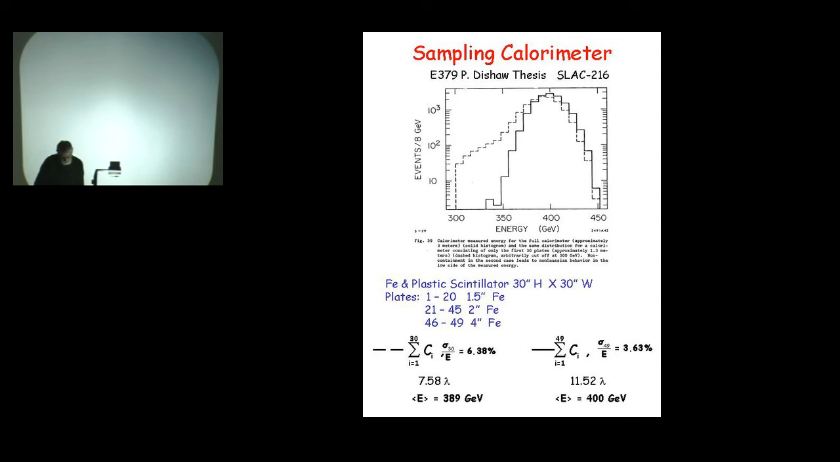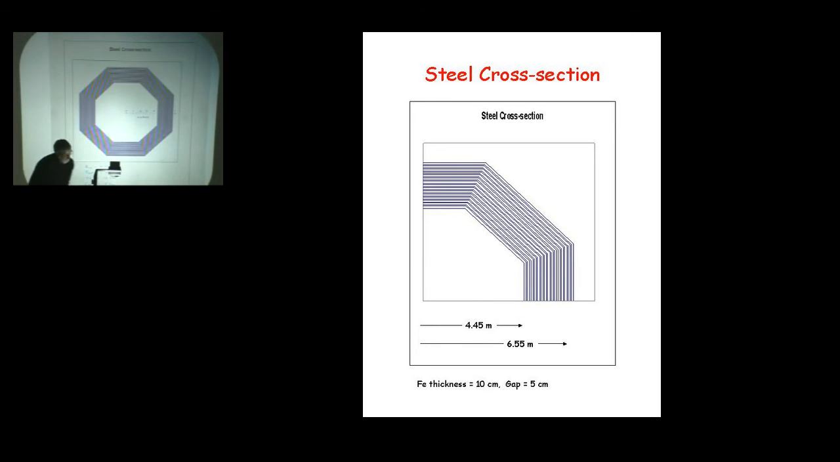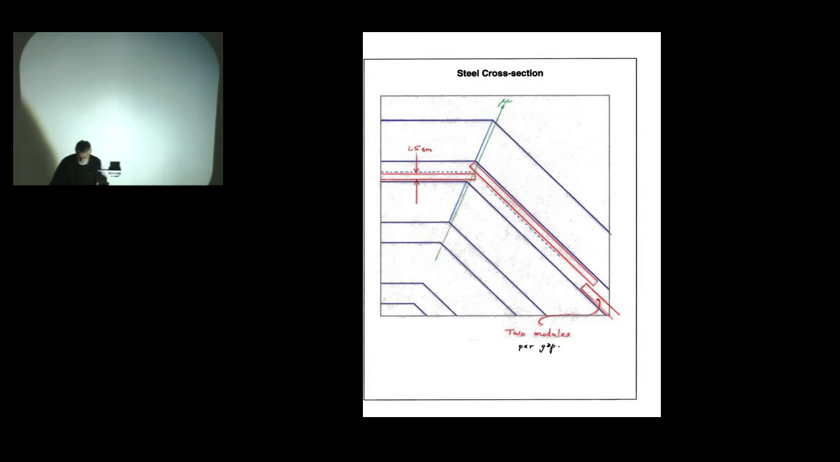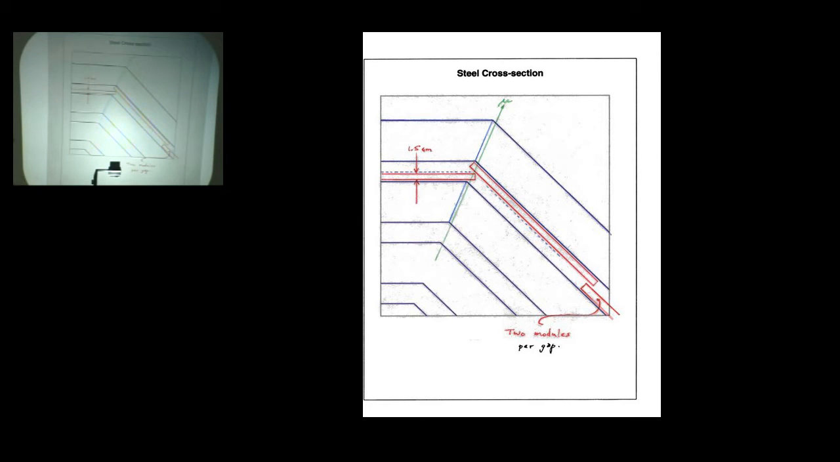So how would we instrument this? Well, this is just a cross-sectional view of a typical octagon with, in fact, 15 or 16 steel plates, 4 inches or 10 centimeters thick. Then you can look in the gaps, which we've assumed are 5 centimeters. This is a picture of how one might instrument that, just to show that you can stuff stuff in there.